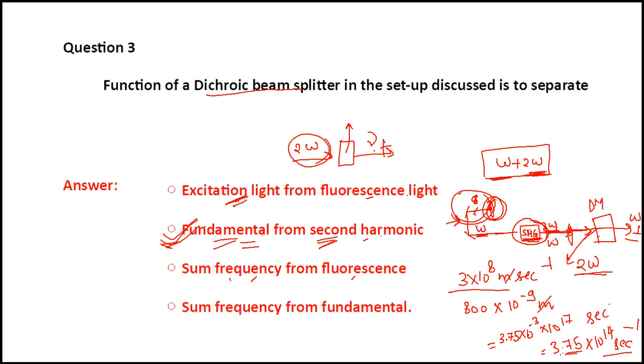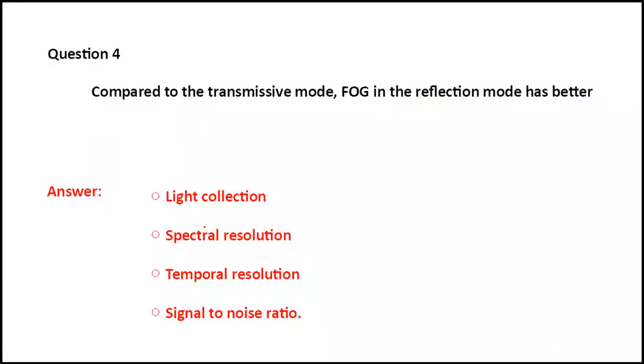Okay. Thank you. Now I'll go to question number 4. Compared to the transmissive mode, the FOG, that is fluorescence optical gating, in the reflection mode has better what? Light collection, spectral resolution, temporal resolution, or signal to noise ratio.